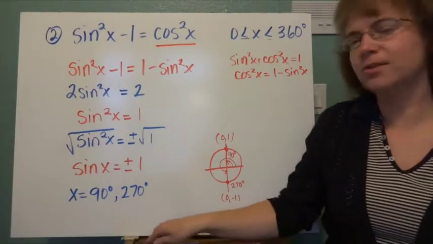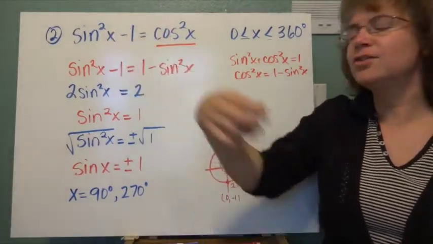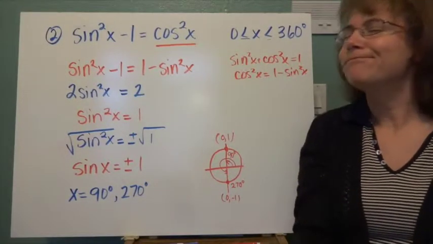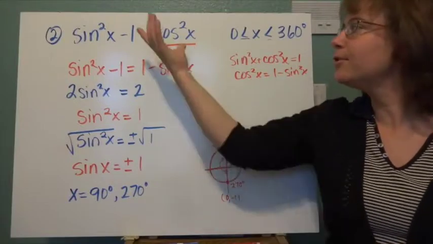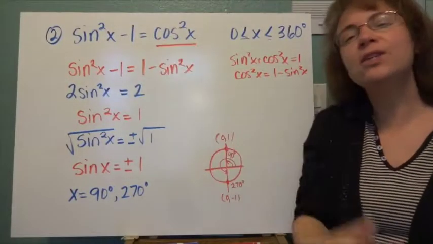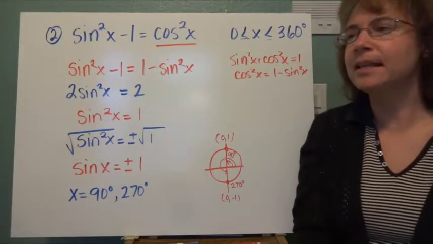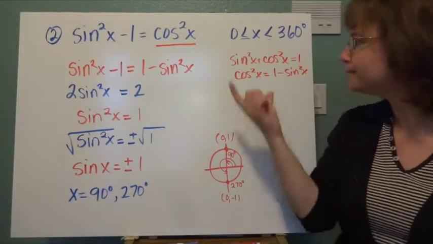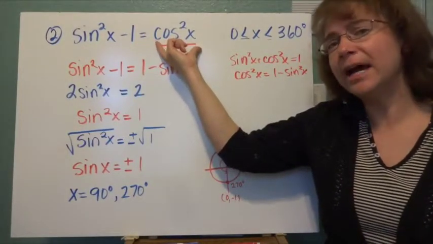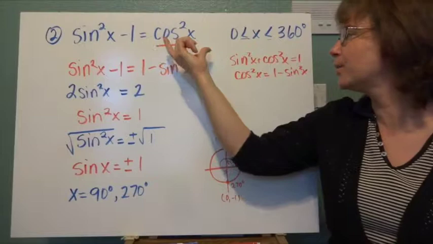So when I see these squareds, I want to think in terms of probably my Pythagorean identity. Another thing you need to think about when you're solving is it's helpful to have only sines or cosines. That's another helpful thought. So I'm going to take this cosine squared of x, and I'm going to write it in terms of sine squared of x.